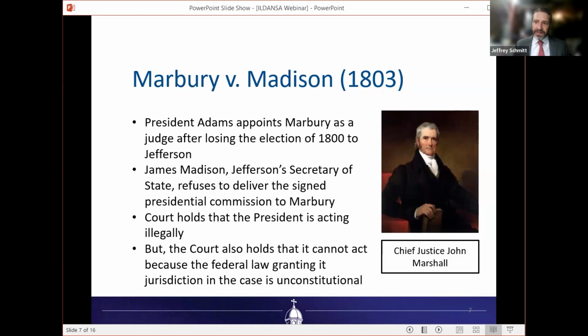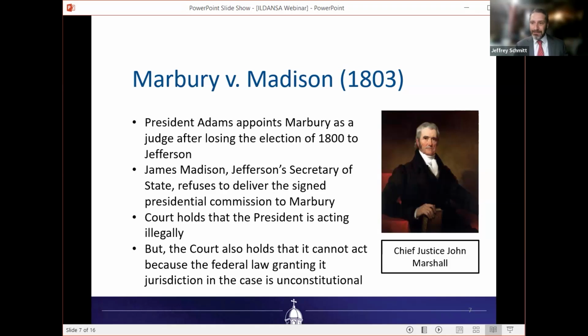Just to set it up a little bit so you understand what's going on, this is the most famous case in all of constitutional law, Marbury versus Madison. It is foundational. In this case, we have President Adams appointing a bunch of judges as he's leaving the presidency. So he loses the election to Thomas Jefferson, the election of 1800. As he is leaving office, he signs a bunch of appointments creating new judges.